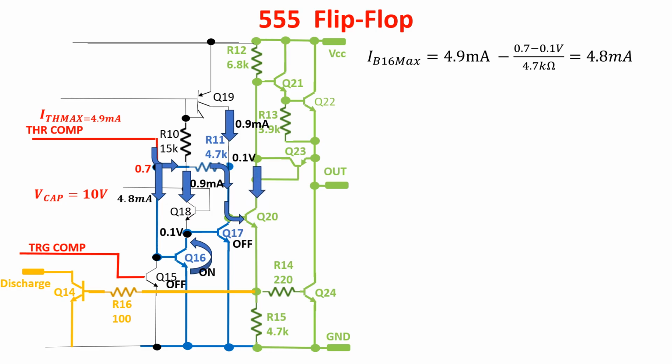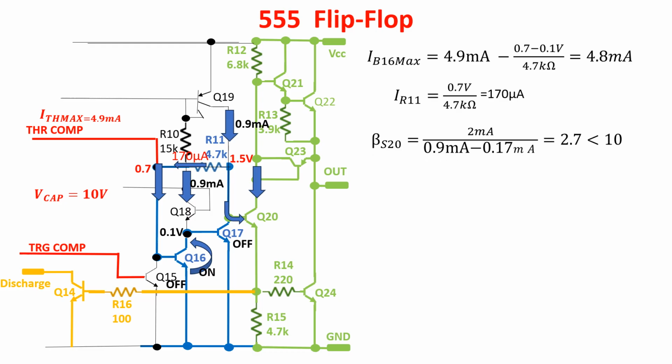We saw previously the base of Q20 reaches 1.5 volts and 170 microamps flow into R11, so now 0.73 milliamps go into the base of Q20, which has a maximum collector current around 2 milliamps, so the ratio is this, which is less than 10, so Q20 is surely in saturation.